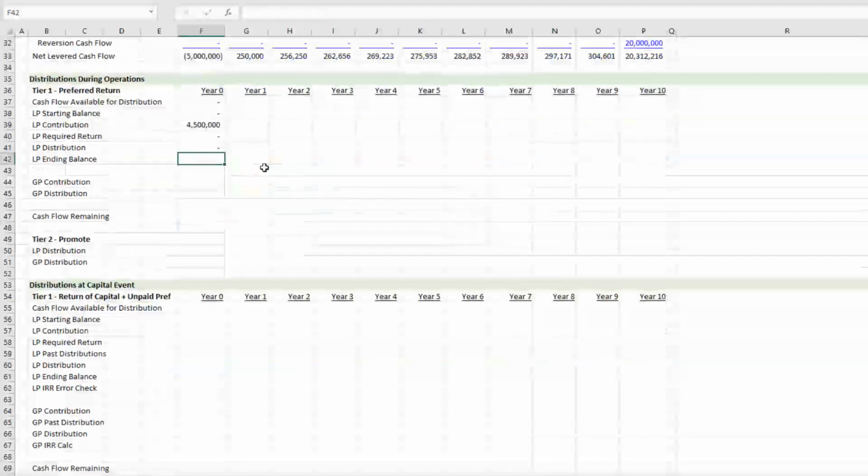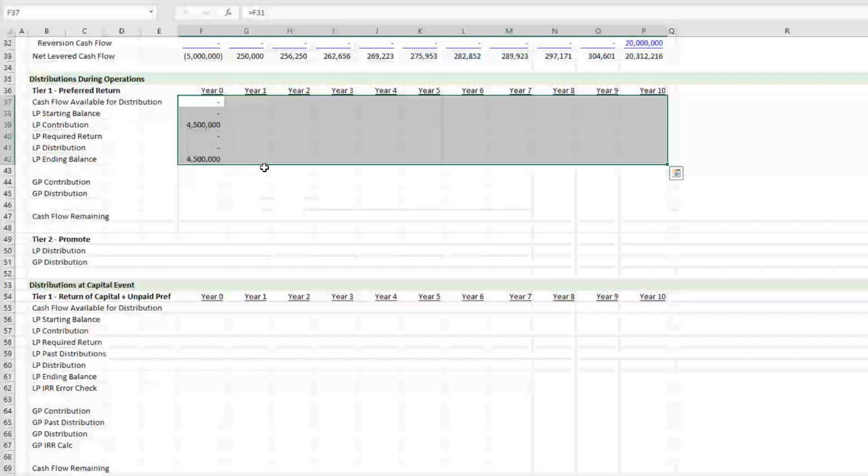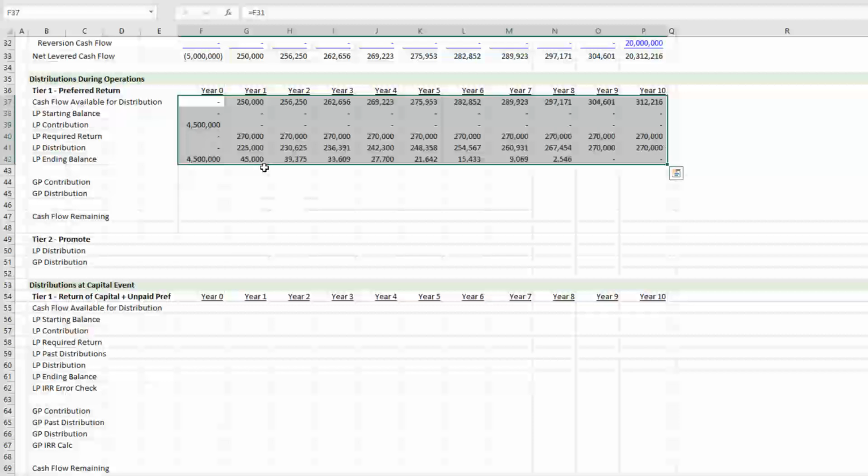And then our ending balance is what? Well, it's equal to our starting balance plus any LP contribution plus the required return minus any distribution made in that period. Now I can take all of these cells, highlight them again, holding down Shift, create this large range, and then I'll do that Control R again. And that just pulls all of those values out to the right.